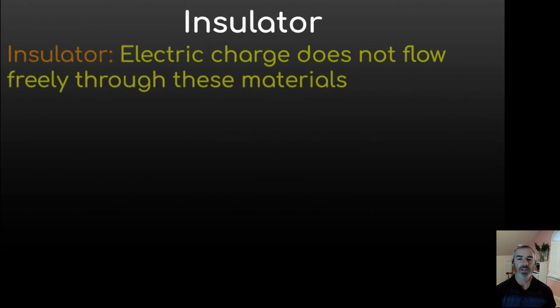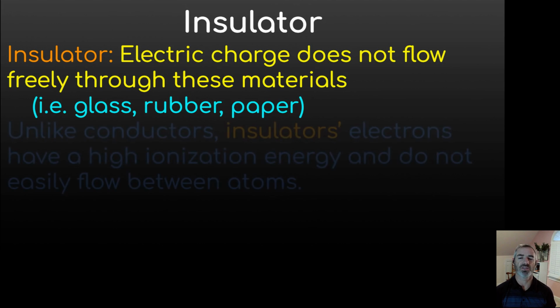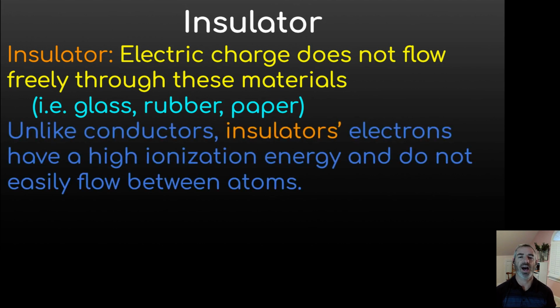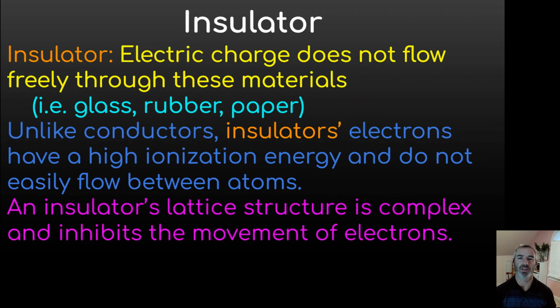Now an insulator has electric charge, but it does not flow freely through these materials. So for example, glass or rubber, kind of like paper when we had our sticky tape activity, the paper wasn't as attractive as the foil. And unlike conductors, insulators' electrons have high ionization energy, meaning that they're not easily moved. An insulator's lattice structure is complex, which inhibits the movement of electrons, which is why the paper just had the electrons redistribute within their atom.